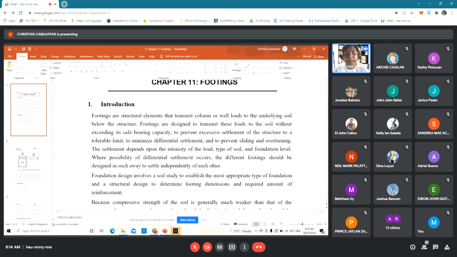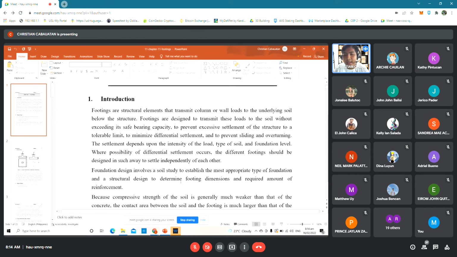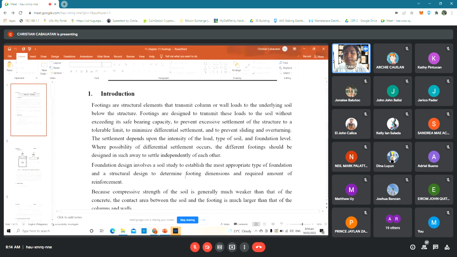Where possibility of differential settlement occurs, the different footings should be designed in such a way as to settle independently of each other. So you can design a square footing, rectangular footing, trapezoidal footing, strip footing, or strip foundation. Foundation design involves a soil study to establish the most appropriate type of foundation, and a structural design to determine footing dimensions and required amount of reinforcement. So if you're designing a footing, there is also a corresponding amount of reinforcement so that it would be good enough to carry the loads in your building.